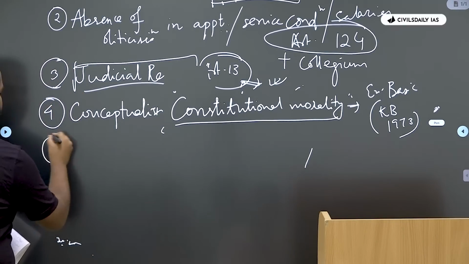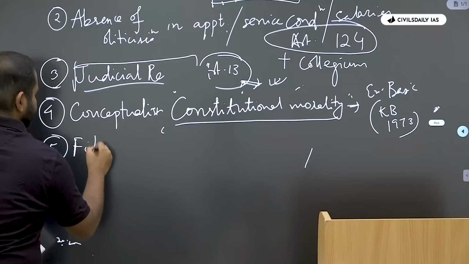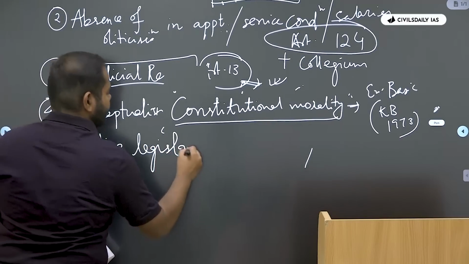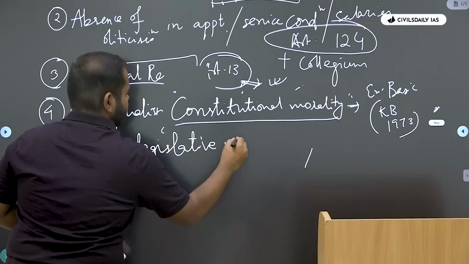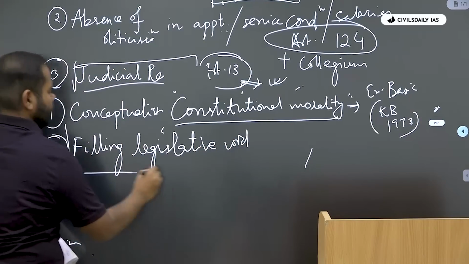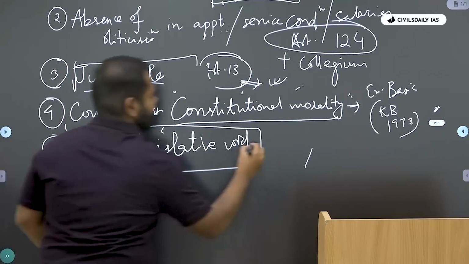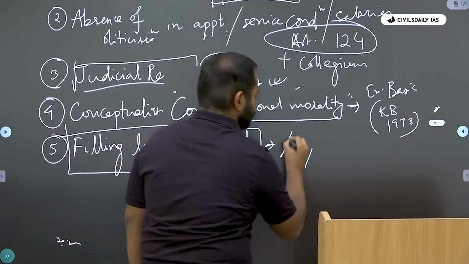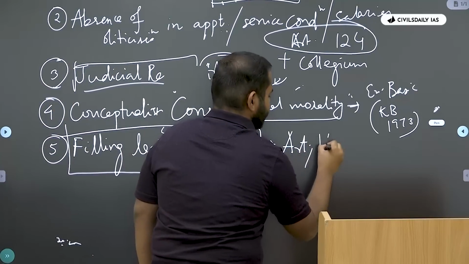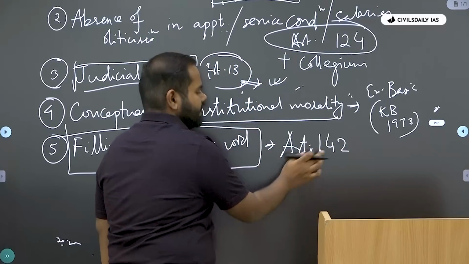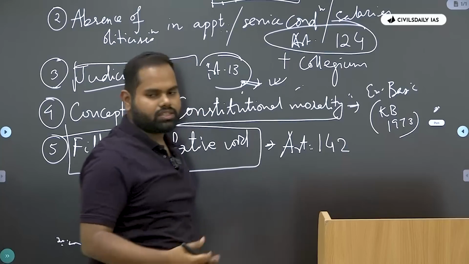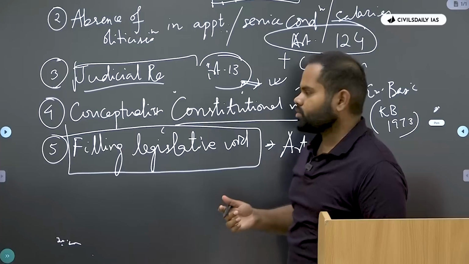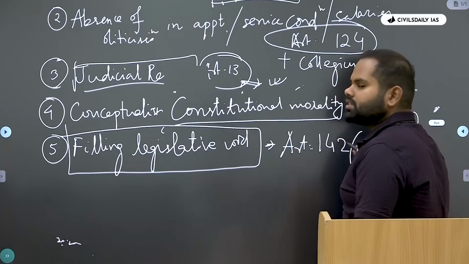Then fifth, filling the legislative void. So in the answer, you write like this: the heading, give a box, and then write it. How does it fill the legislative void? Article 142. Through Article 142, they can do complete justice, and when there is a legal vacuum, they can make laws and principles as well, which was seen in a very famous case.